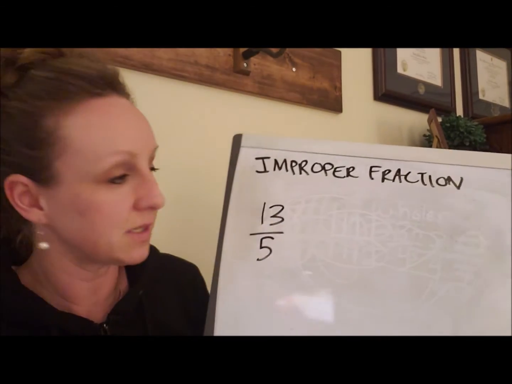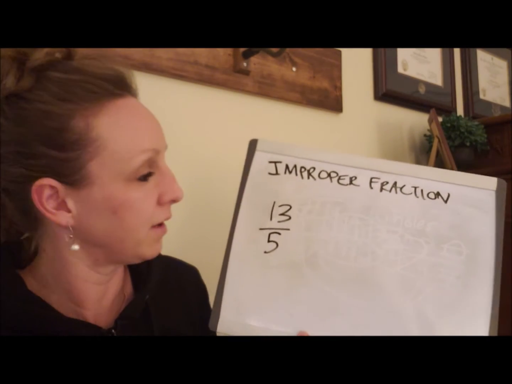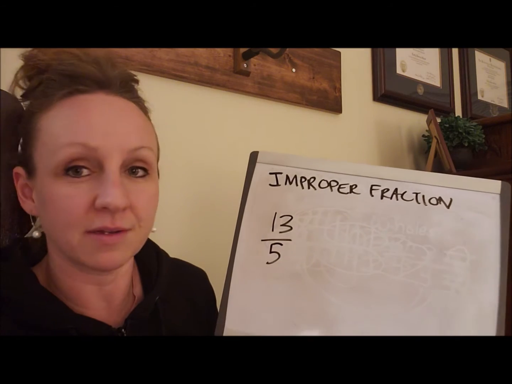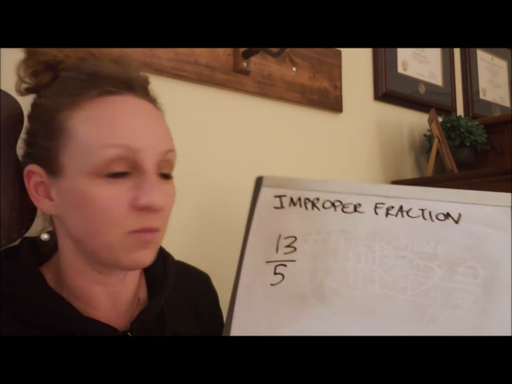Let's do 13 over 5. You can see this looks kind of weird because the top number, the numerator, is way bigger than the bottom number, the denominator. We want to make it look a little more readable, a little more normal.